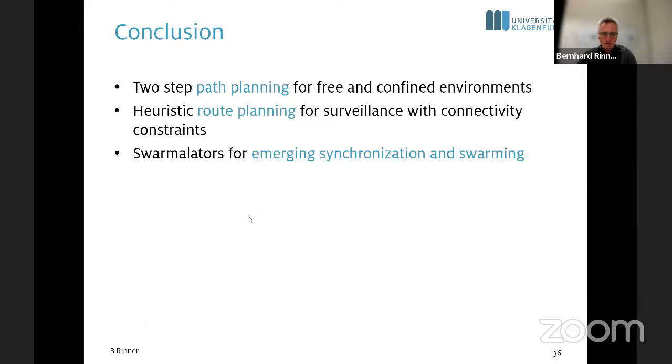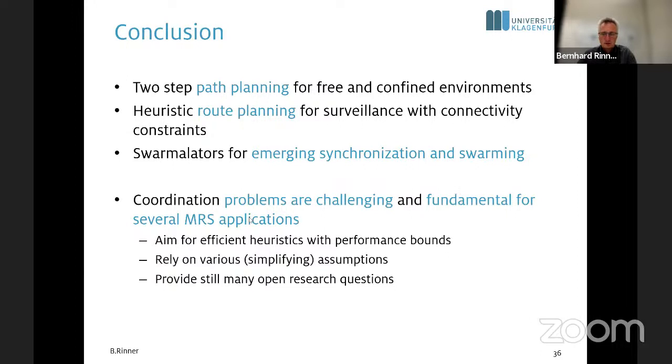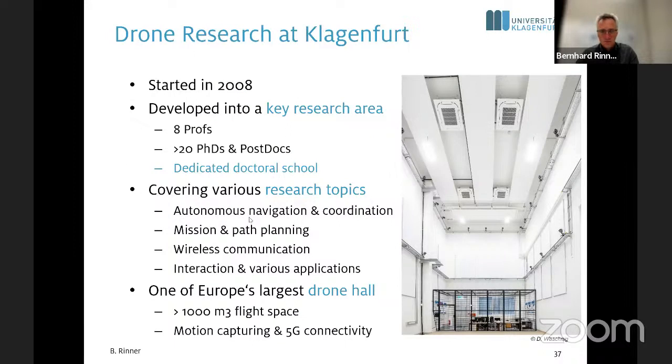Okay, so what we have shown are route and path planning approaches and this swarmulator model, and the coordination, I think, should be well understood as challenging and fundamental for many multi-robot systems applications. But we need to look for efficient heuristics considering performance bounds. We also have to rely on various simplifying assumptions, and there are many open research questions available. All of this research has been conducted at our drone hall here at Klagenfurt.